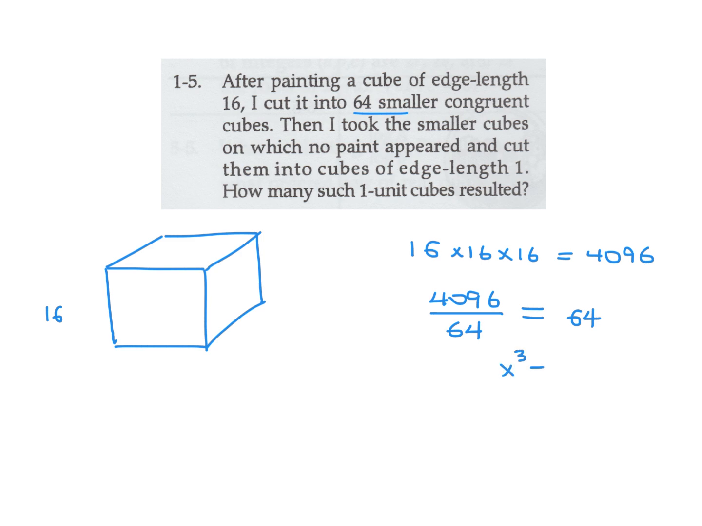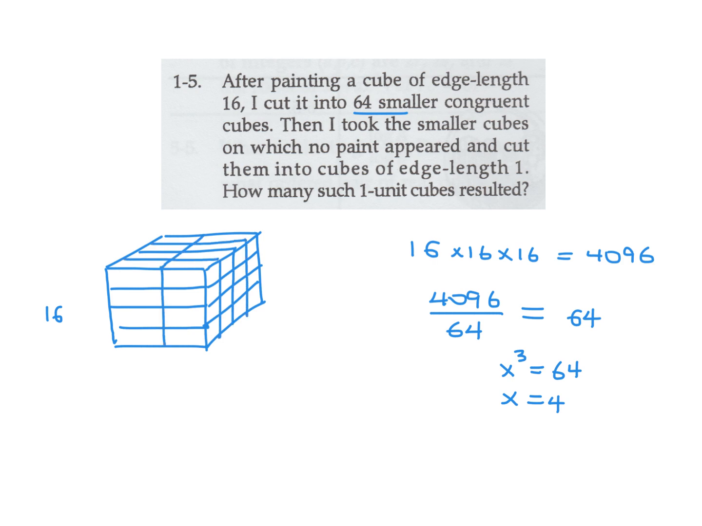Since the edge length cubed is 64 for each of those smaller ones, that means the edge length would be 4. So I've got to divide these into 4 by 4 cubes. Let's see if I can do that without making this too messy. Okay, that's pretty decent. Not perfectly drawn to scale, but that's basically the division.